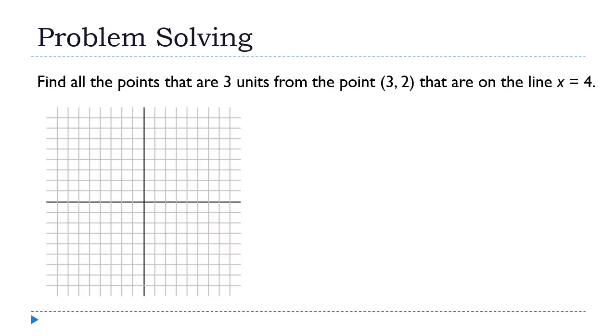All right, so here we have something that's a little more theoretical. I want to find all the points that are a certain distance from this point and that are on this line. All right, let's graph some of this stuff. All right, so I've got the point 3, 2, that's over 3 up 2, that's here. And I've got the line x equals 4, so I'm going to go over 4 units. x equals 4, that's a vertical line, and there you go.